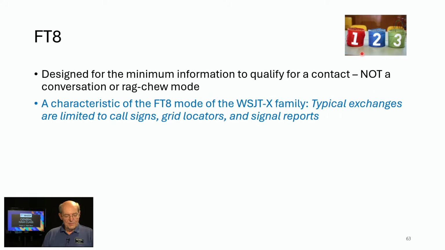So I got some blocks up here, 1, 2, 3. FT8 is designed for the minimum information to qualify for a contact. It's not a conversation or rag chew mode, and that's why some people hate it. It's not real ham radio because I can't discuss the weather. I can't discuss my rheumatoid arthritis or the drugs that I'm on today or whatever. It's only just 3 things that it'll do. It'll typically exchange call signs, grid location or grid square, and signal reports.